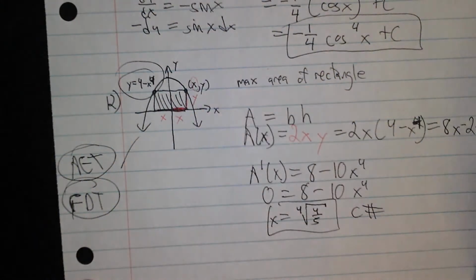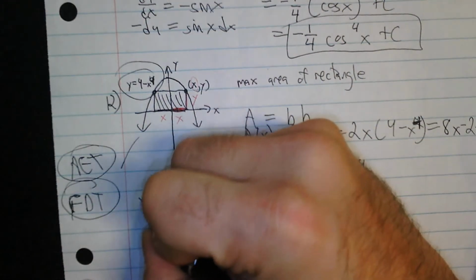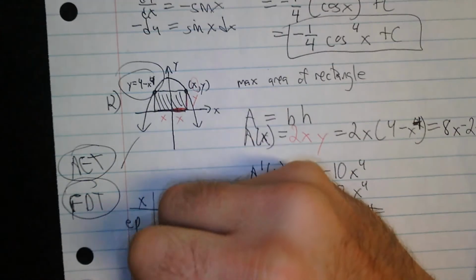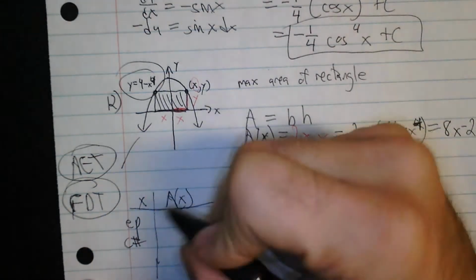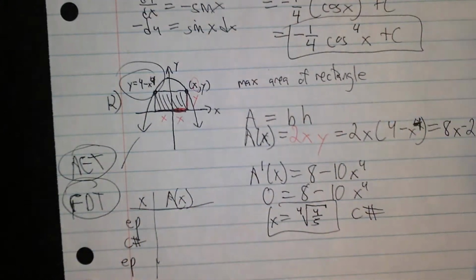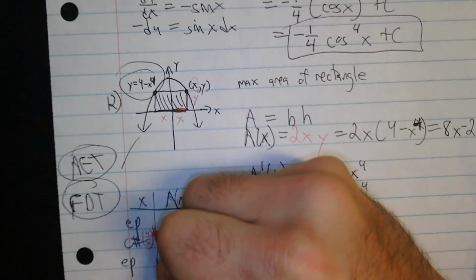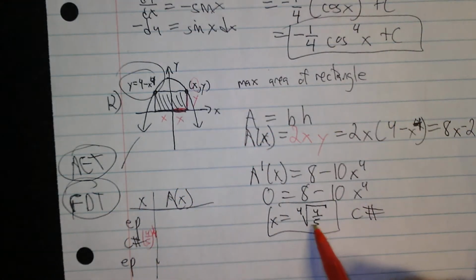How do you do that again? You have to test two things, critical numbers and endpoints. So you have x and A of x, the thing you're maximizing. There should be one endpoint, one critical number right here, and another endpoint. So what was our critical number? It was (4/5) to the 1/4 power. All right, (4/5) to the 1/4 power.